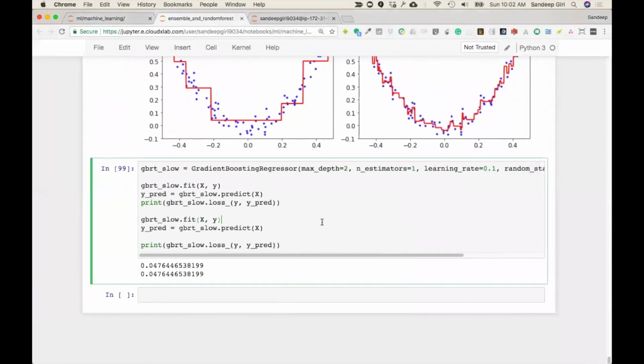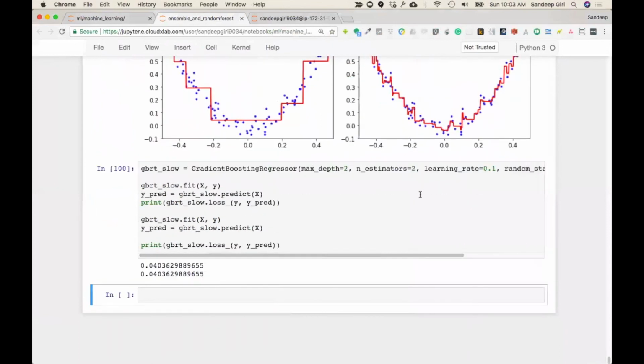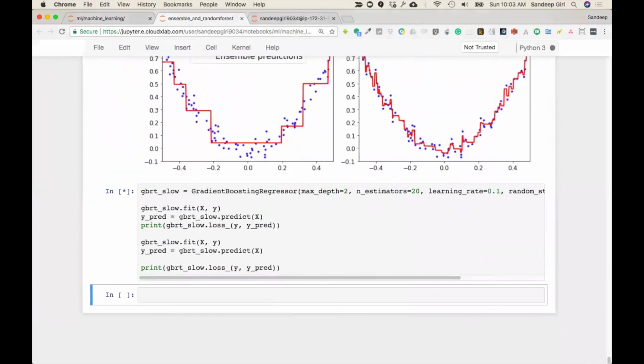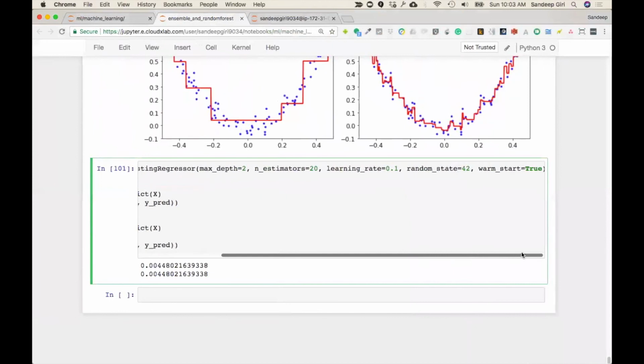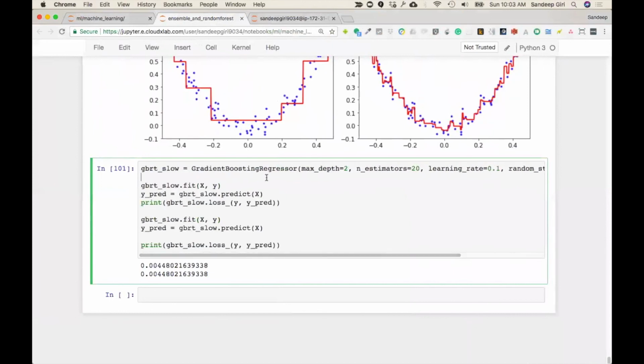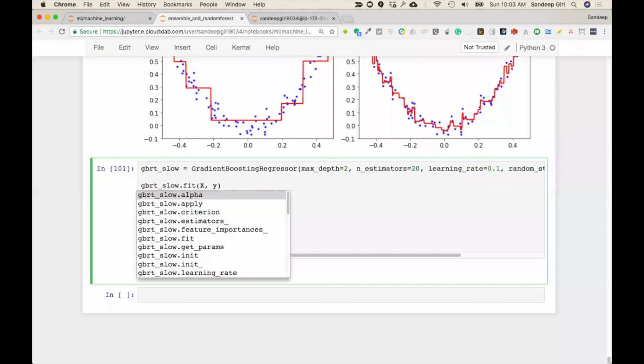Okay, so maybe we'll need to just change this, 0.4, 0. Here it doesn't seem to do the warm start equals to true. Does it have a method which does?